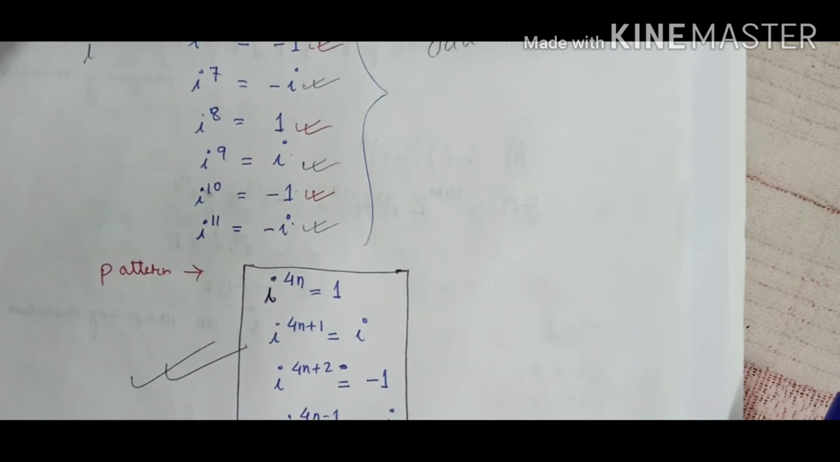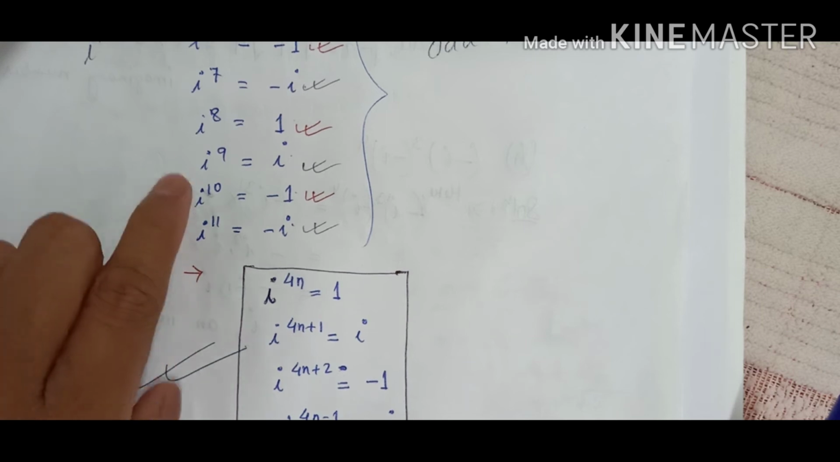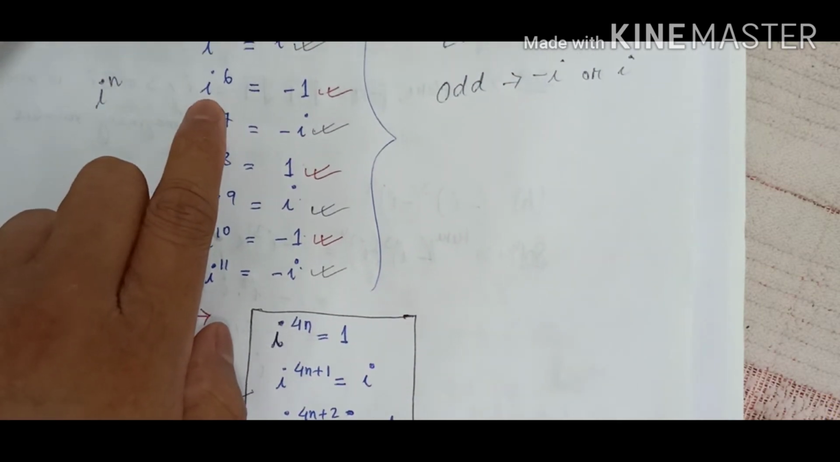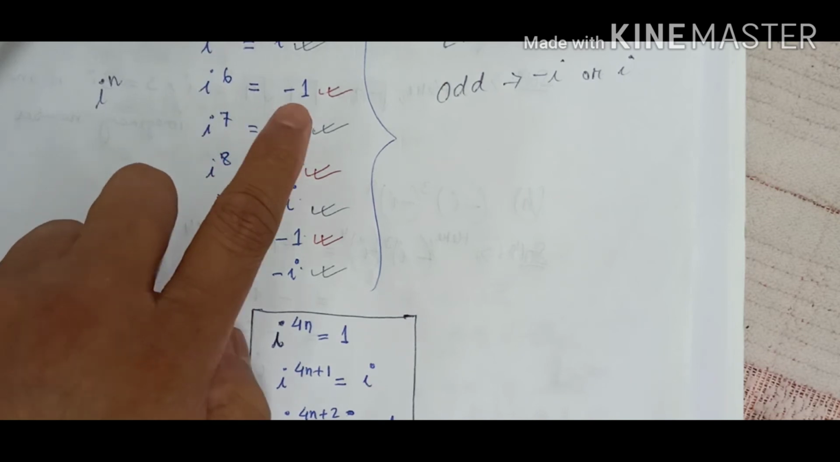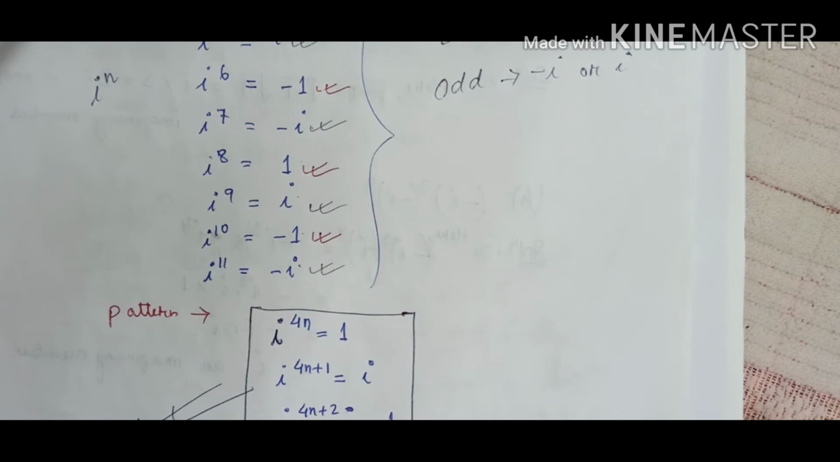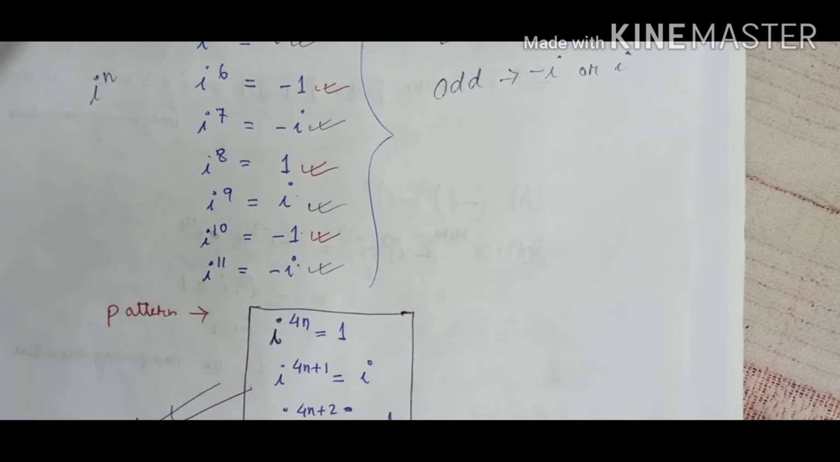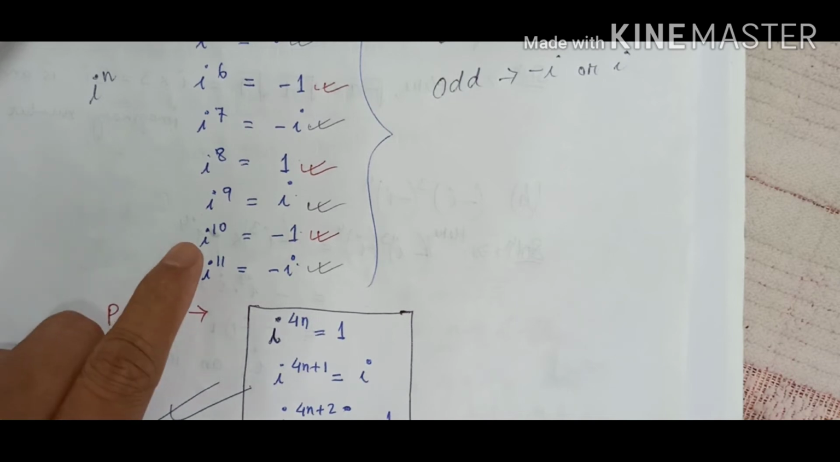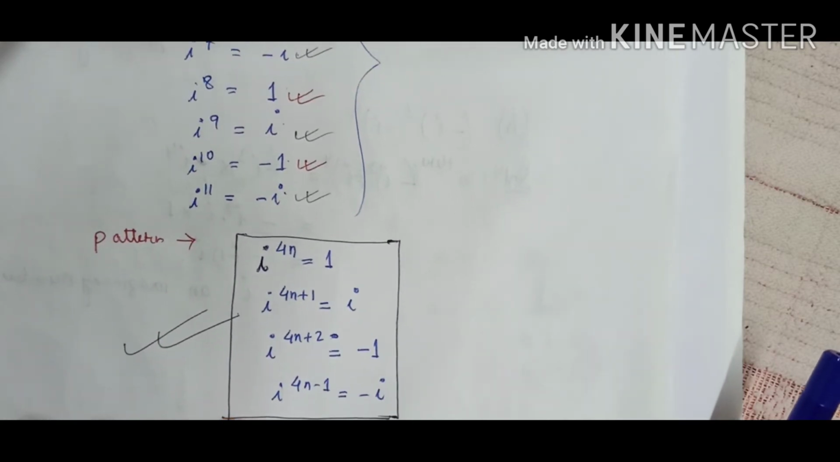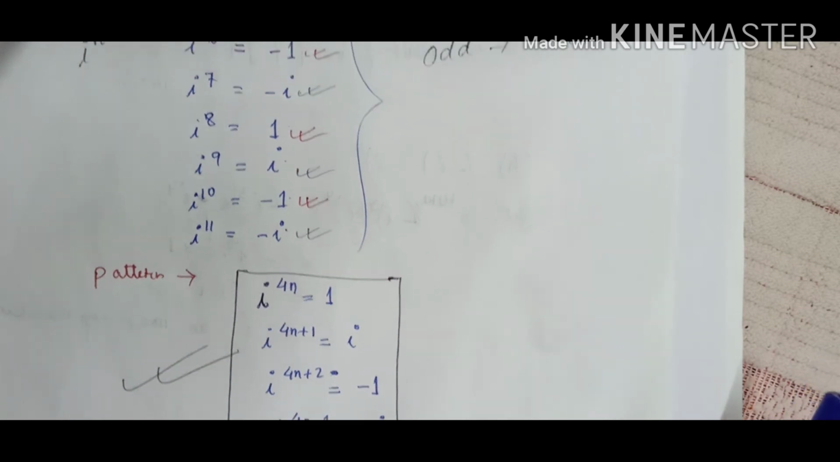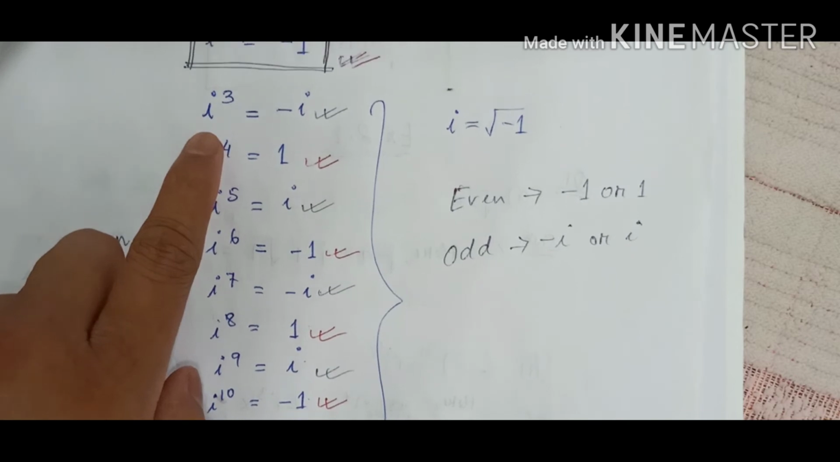Then adding 2 more: multiple of 4 plus 2, that is i to the power 6, minus 1. Then i to the power 10, minus 1, then next i to the power 14, minus 1, like that. Next one, which is not given in the book but still: multiple of 4 minus 1, one less than the multiple of 4. So it will start with i to the power 3.